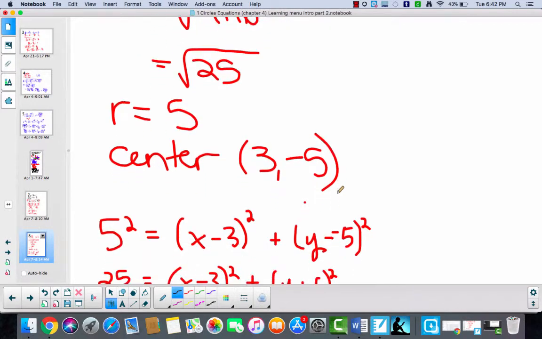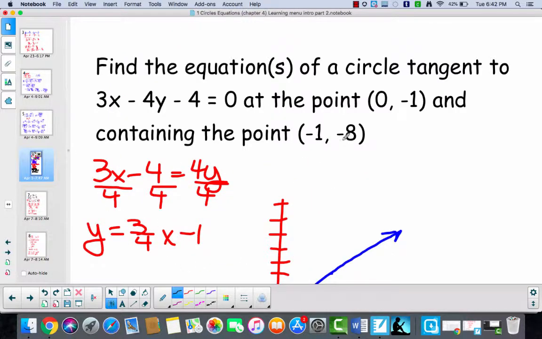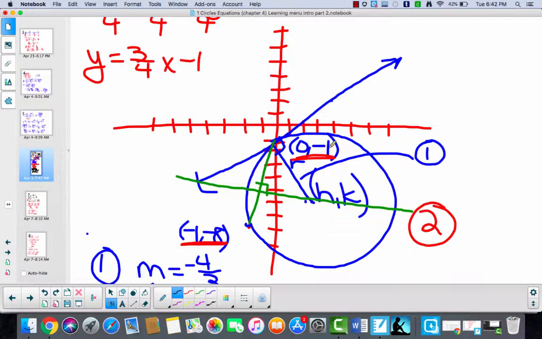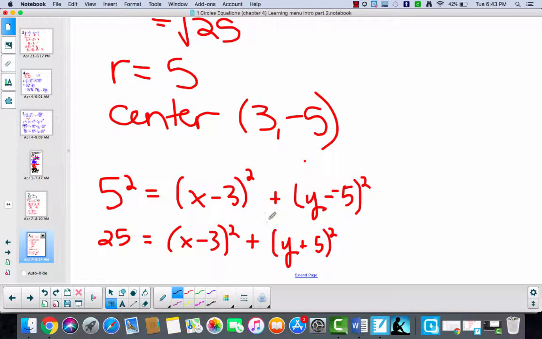So the last thing I need to do is write that standard form of the equation. 5 squared equals x minus 3 squared, plus y minus a negative 5 squared. But doing some simplification, we have 25 equals x minus 3 squared plus y plus 5 squared. And that is the equation of the circle that passes through those 2 points and is tangent to that line at the point 0, negative 1. So this equation would be 25 equals x minus 3 quantity squared plus y plus 5 quantity squared. Just right there.